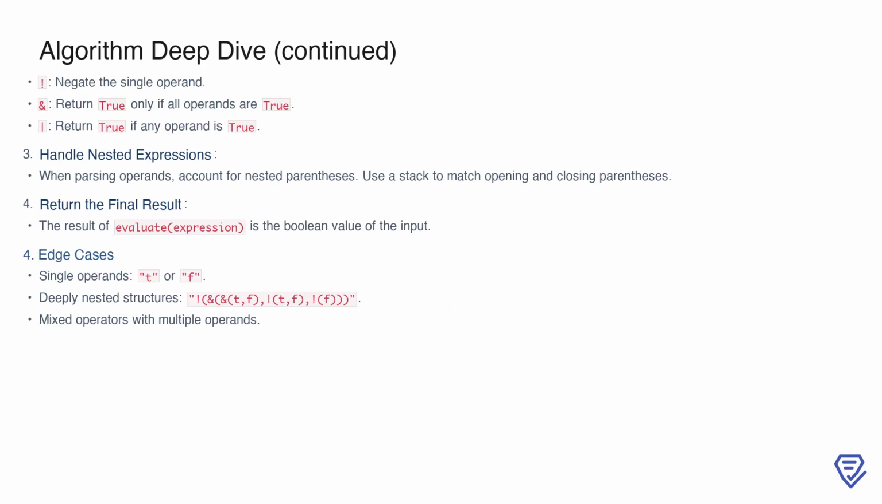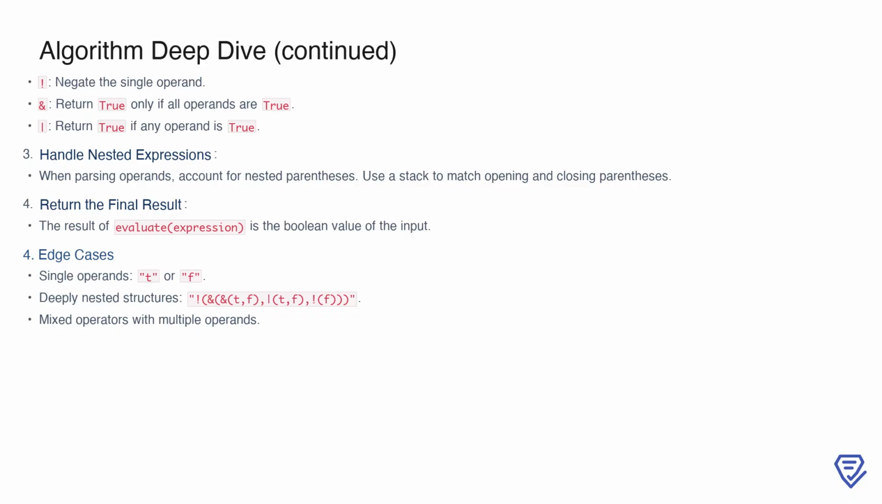For each operator, we apply its defined logic. The not operator negates its single operand, flipping true to false or false to true. The and operator returns true only when all operands evaluate to true, and the or operator returns true if at least one operand is true. Parsing operands becomes more challenging with nested expressions. To handle this, we use a stack to match parentheses, ensuring that sub-expressions are correctly grouped. After parsing and evaluating all operands, the final result is returned.